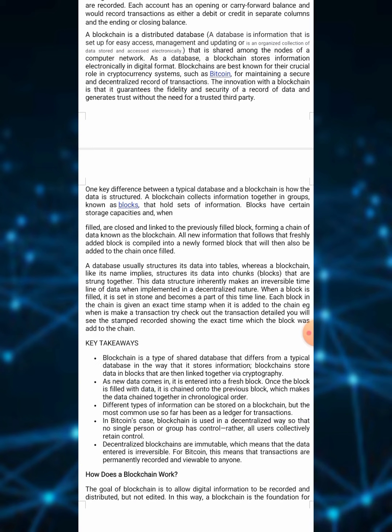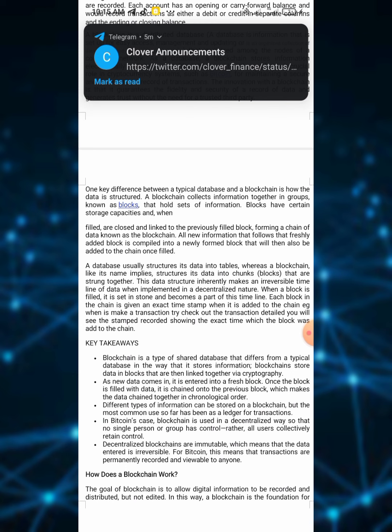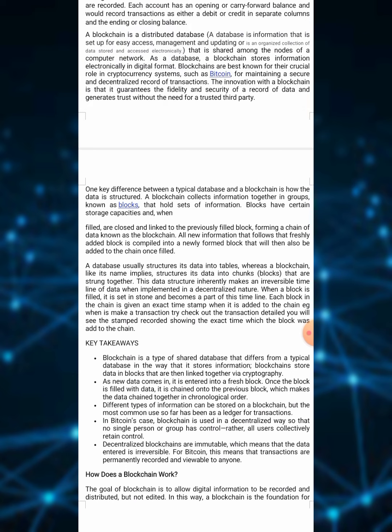It's like linked information between previous and present information. They are linked together. So that's what blockchain is all about: linking previous information with new information inside one interface. That's simply how blockchain works. All information that follows the freshly added chain is compiled into a newly formed block that will then also be added to the chain once filled. So this is basically how blockchain technology works.